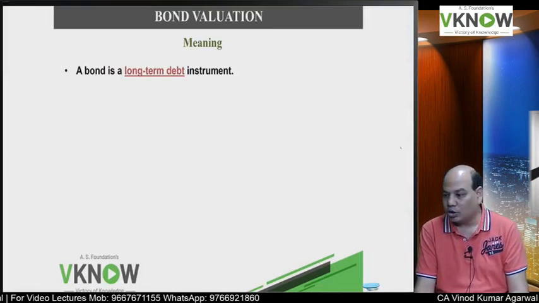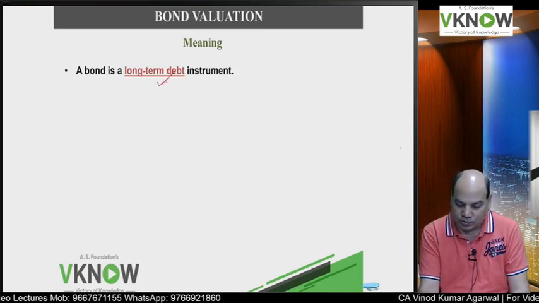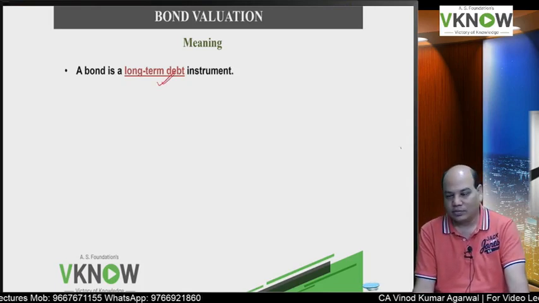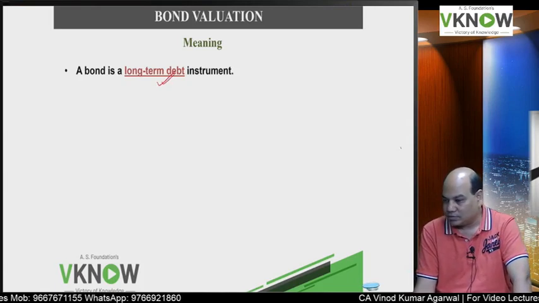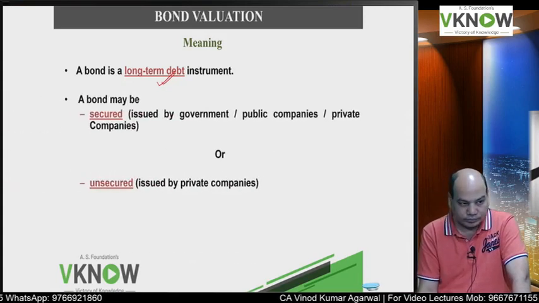It is usually a long-term instrument. Long-term means the maturity period is very high, about 5 years, 10 years. Some companies issue bonds for 15 to 20 years also. Is it right? So bond is a long-term debt instrument.